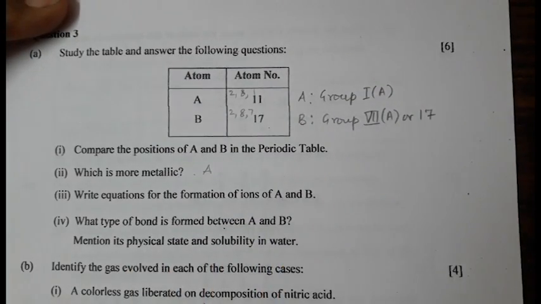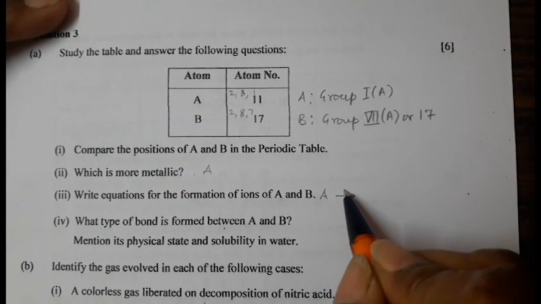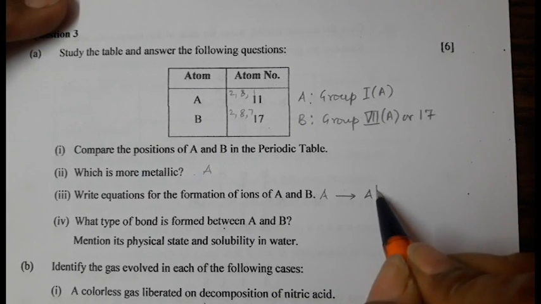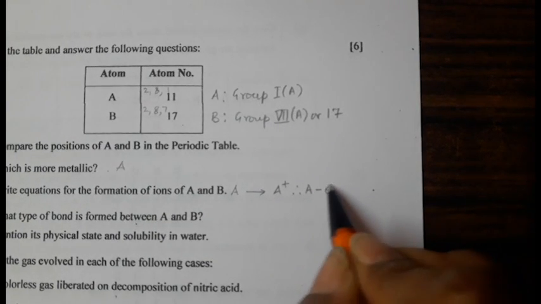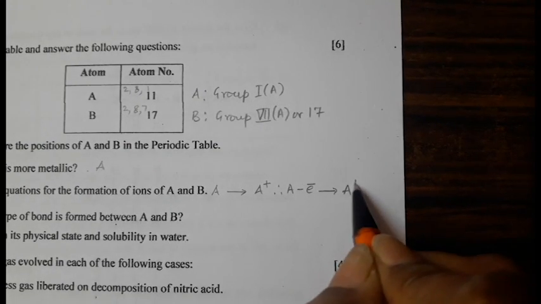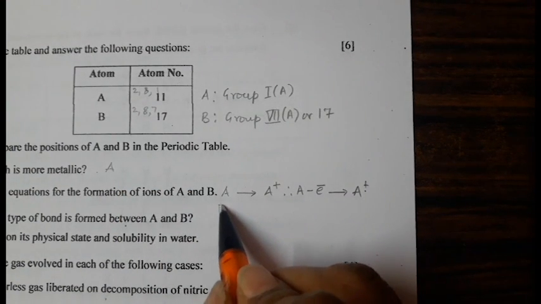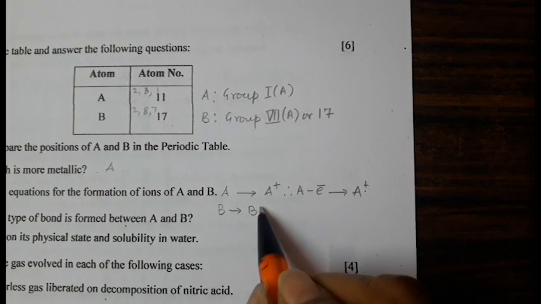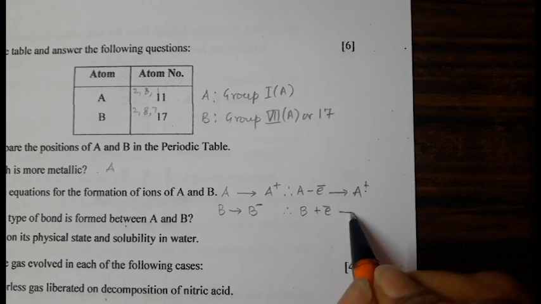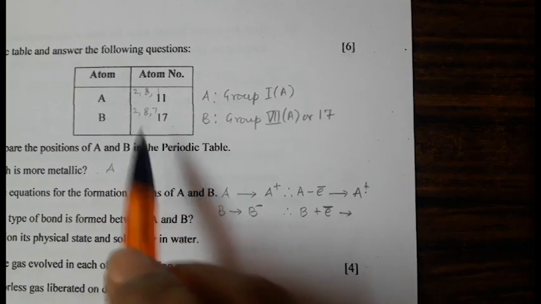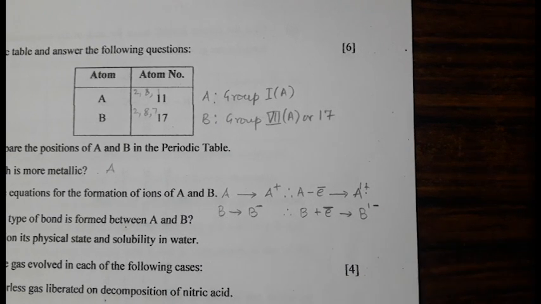Equation for the formation of ions of A. A is having one electron. So A is going to lose that electron and it is going to become A1+. So the reaction would be A minus one electron gives A1+. On the other hand, for B, it is 2, 8, 7, so your B is going to become, by accepting one electron, it will be like so. Therefore, B will gain one electron to make sure that it is having 8 electrons in the valence shell, and that will become B1-. So this is 1+, this is 1-.